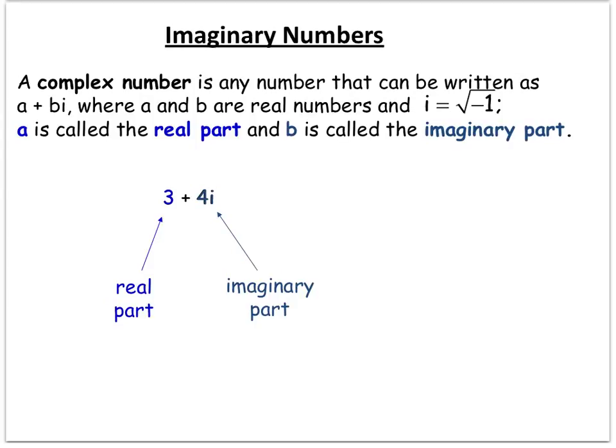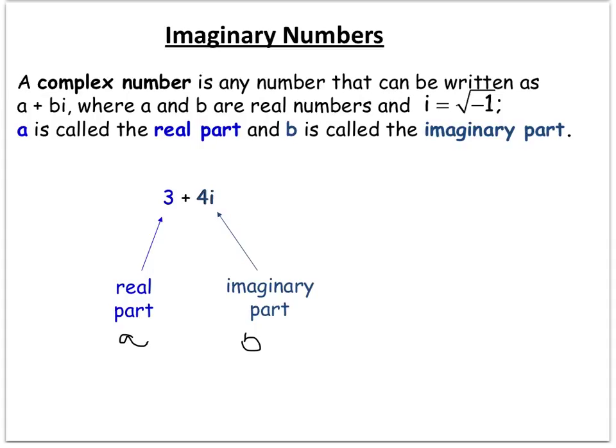Okay, in this video we're going to talk about imaginary numbers and the number system that we call the complex number system. A complex number, as you can see by this definition, is any number that can be written as a plus bi. This is our real part and this is our imaginary part. The real part is our a, and the imaginary part is the b with the i associated with it.